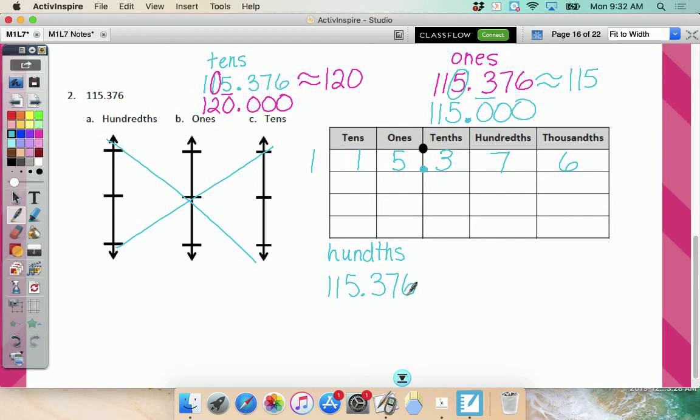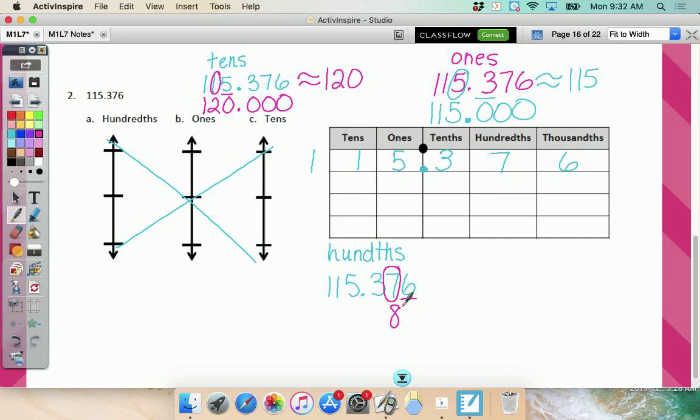Okay, now, what digit is in the hundredths place? 7. So I'm going to circle the 7 and underline the 6. Look at the 6 to decide if the 7 stays the same or add 1 is the game. Table 2, what do you think? Okay, so add 1 to which number? 7. So it becomes 8.